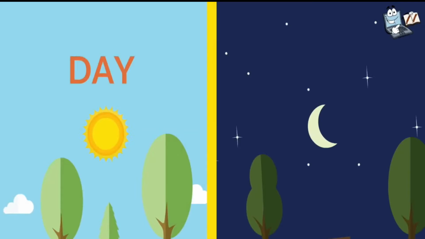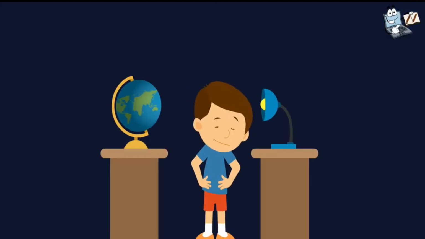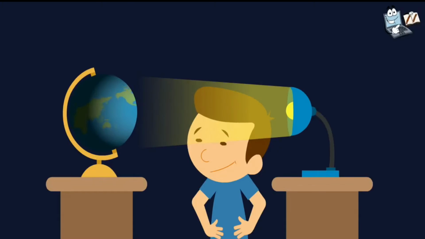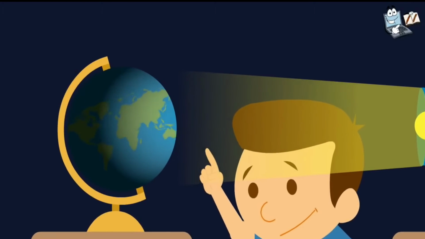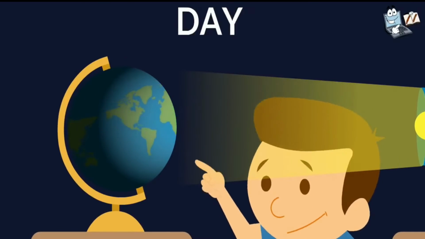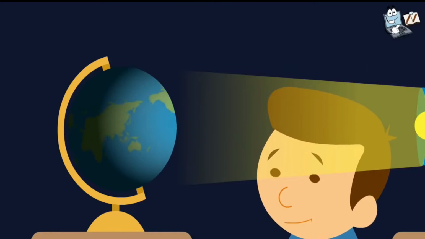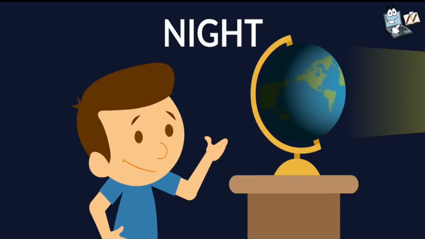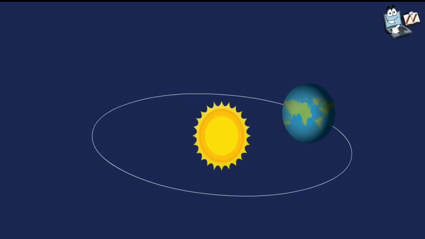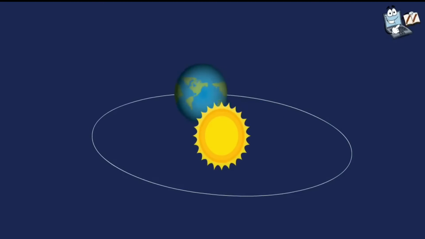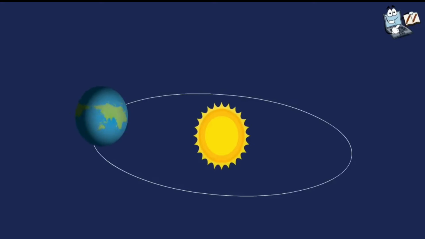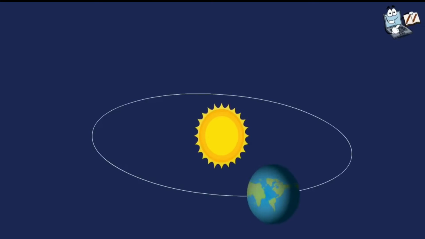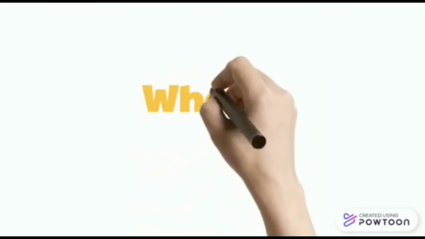Let's see why we have days and nights. Let's assume this globe is our Earth and this lamp is the sun. Now, look closely. The light is shining only on one side. This is day. Now look at the other part and you can see it's dark. This is night. When the Earth rotates, day changes to night and night changes to day. That's how the rotation of the Earth causes day and night. Pretty cool.